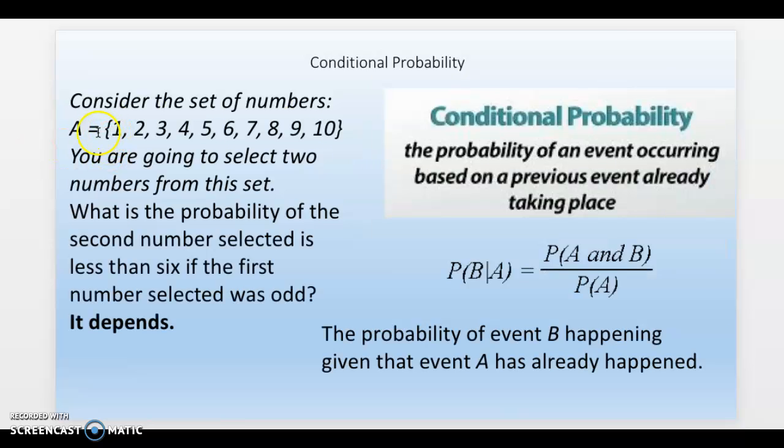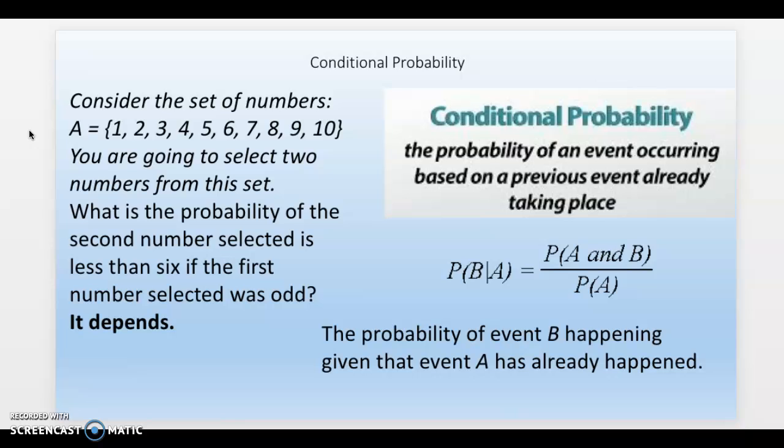Guys, think of these numbers right up here. Set A, 1 through 10. If I'm going to select two numbers out of this set right here, what's the probability that the second number that I select is less than 6 if the first number I select was odd? Well, look, it depends on what the first number that I picked was. I might have picked the 7 or the 9, but I might have picked the 3 or the 5. All right, so the probability of my second selection is affected by the first.